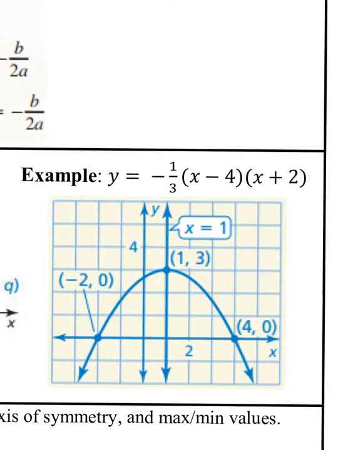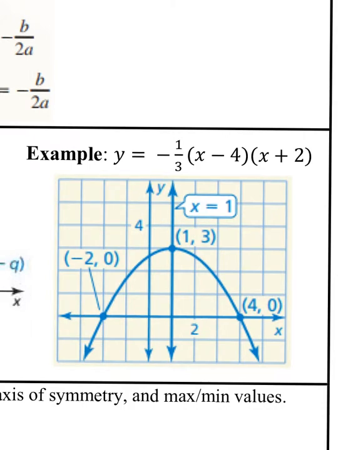This graph, negative 1/3 times x minus 4, x plus 2. So you see how the signs are opposite. Minus 4, positive 4. Minus 2, positive 2. So I said plus 2, minus 2. I said it backwards.